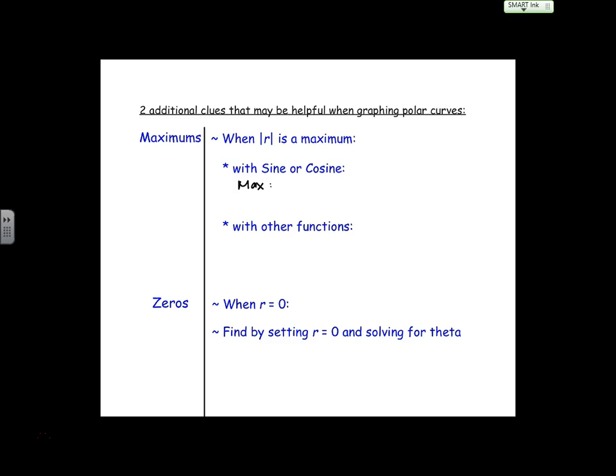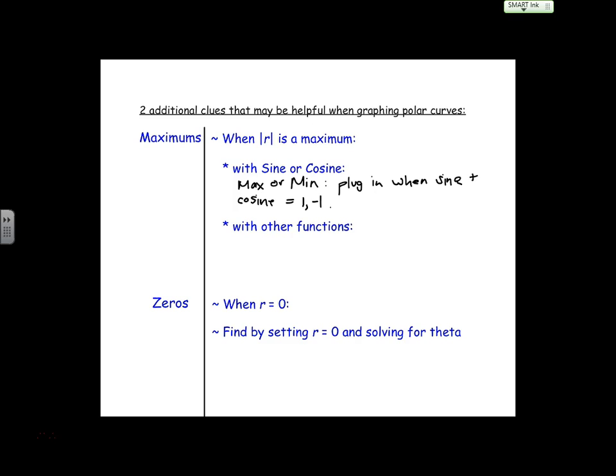To find the max or min, it kind of depends on the function as to which one's which. To find the max or min, we plug in almost always when sine and cosine equal 1 and negative 1. Because 1 is the highest sine and cosine go, and negative 1 is the lowest they go. So if the theta is inside there, usually we'll find the max and min at the places where sine and cosine are 1 and negative 1.